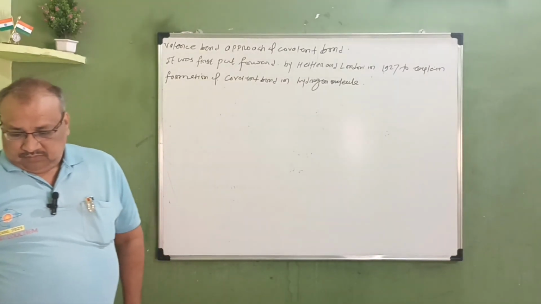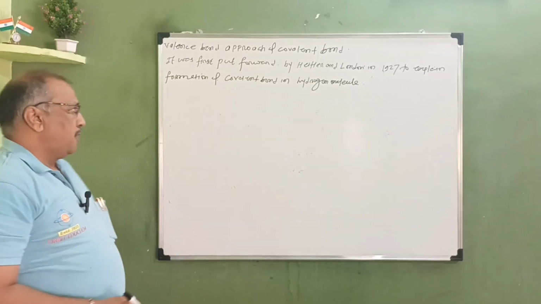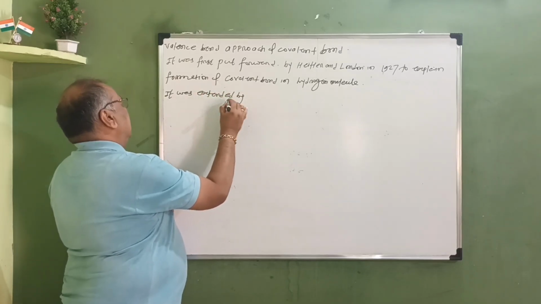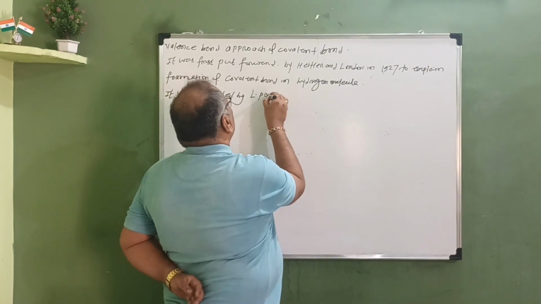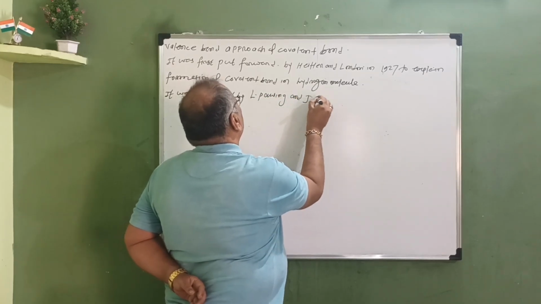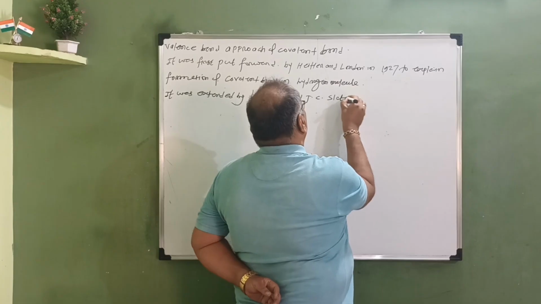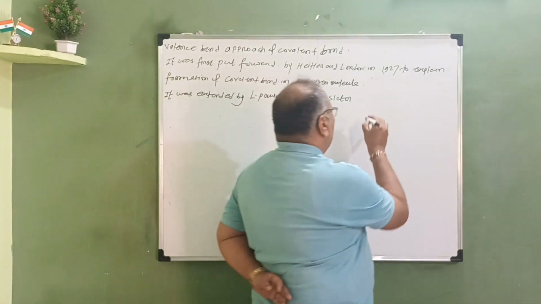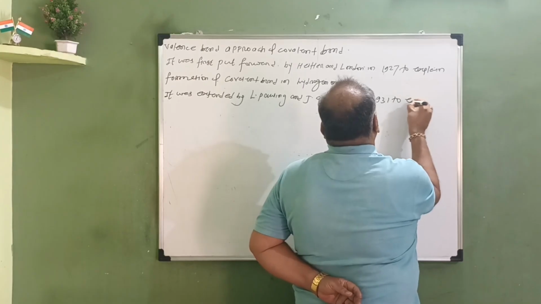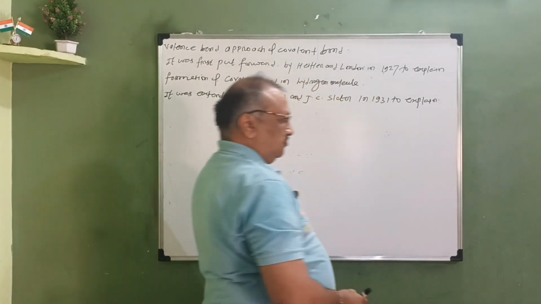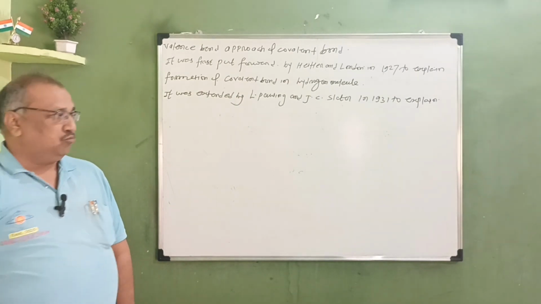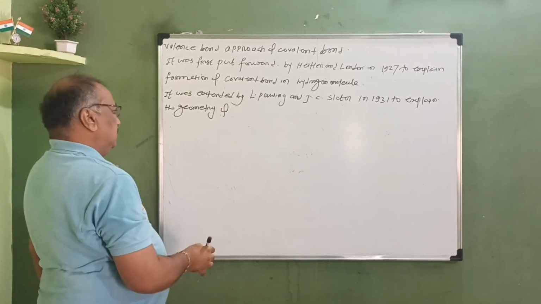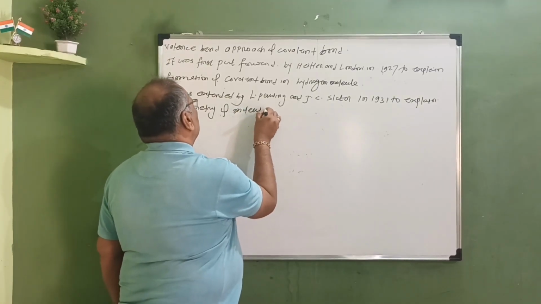Now it was extended by Pauling and J.C. Slater in 1931 to explain the geometry of molecule. Now listen here.